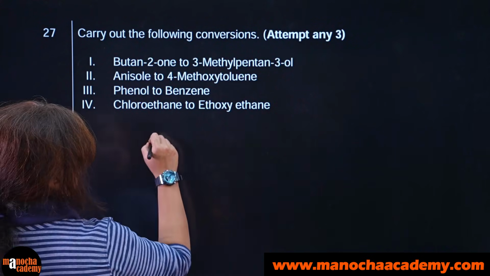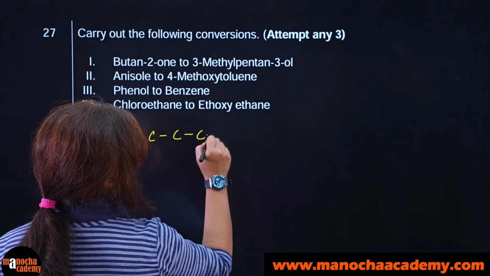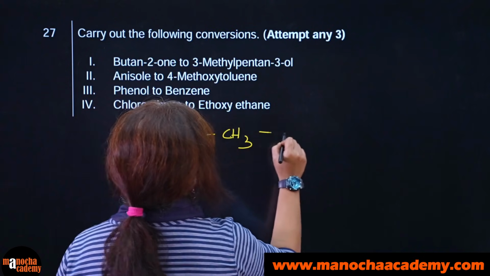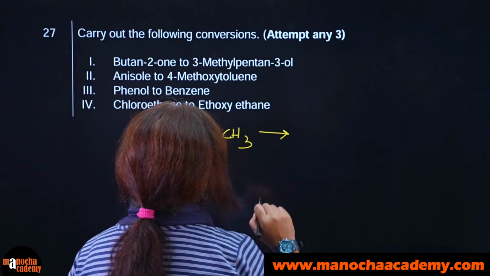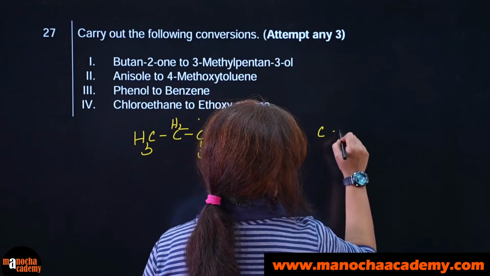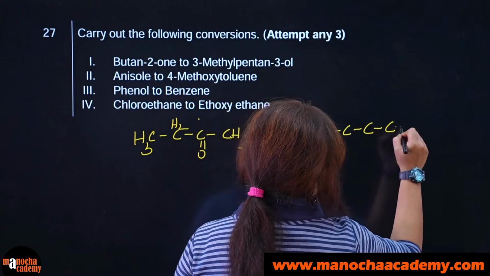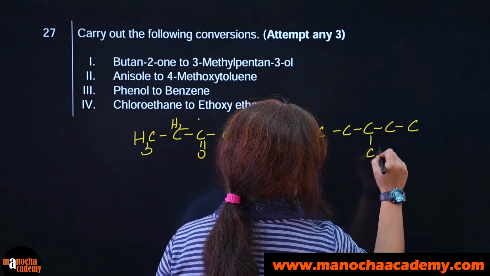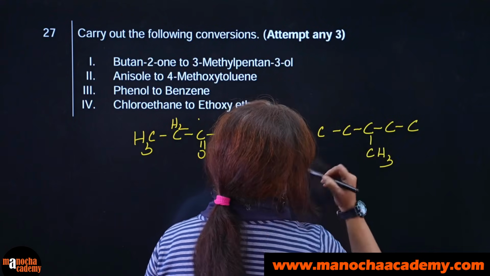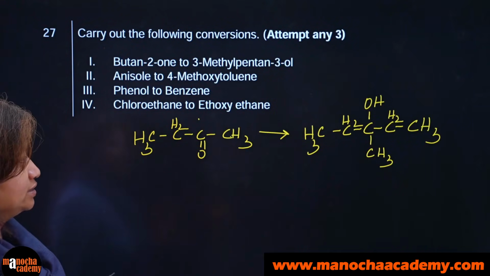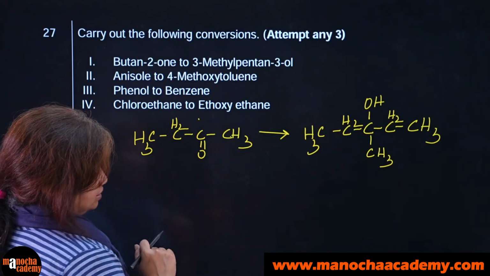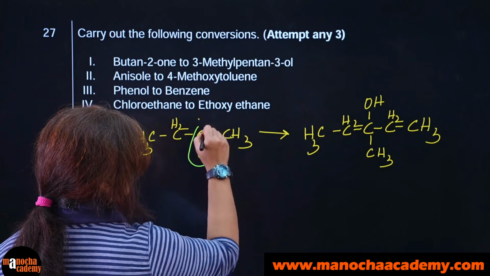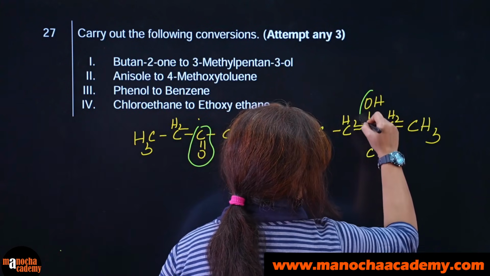So butan-2-one: 1, 2, 3, 4. 2-one, this one. Then 3-methylpentan-3-ol. So pentane we'll write 1, 2, 3, 4, 5. 3-methyl means at carbon 3. 3-methylpentan-3-ol. Okay. Now, have a look at this. How will you think? We know that from the OH group, you are getting the keto group.